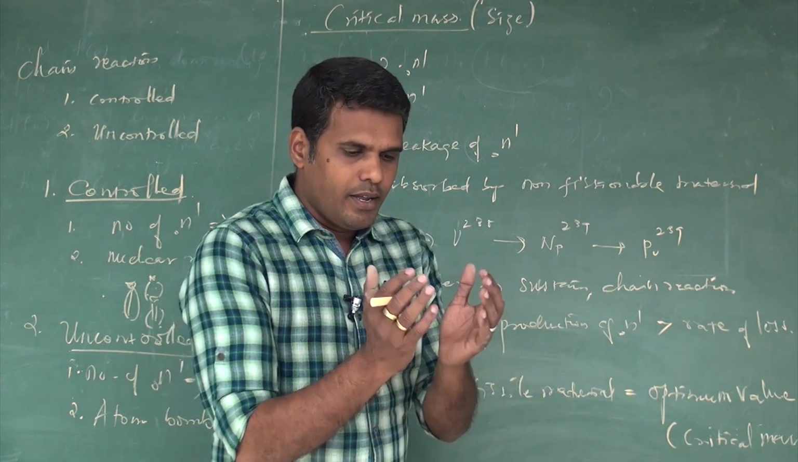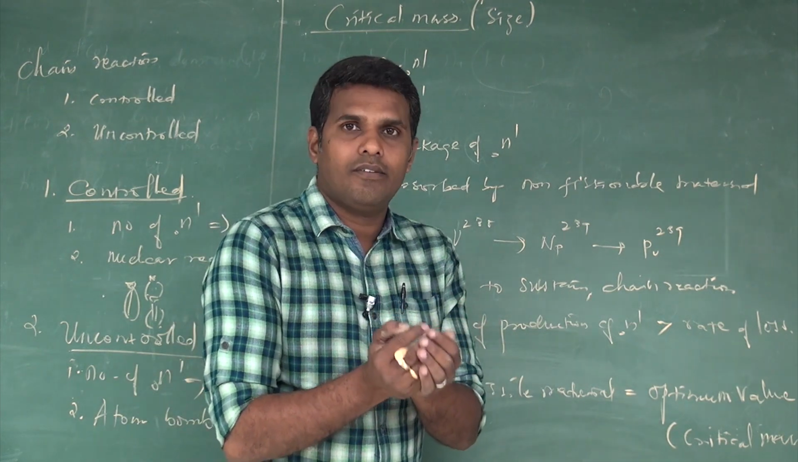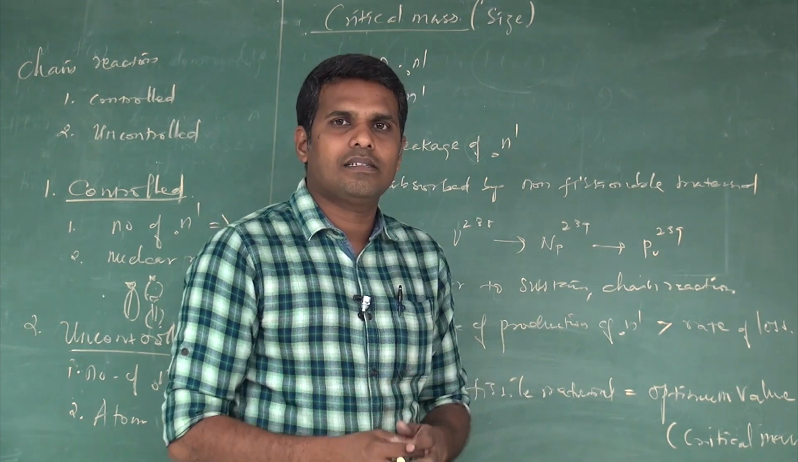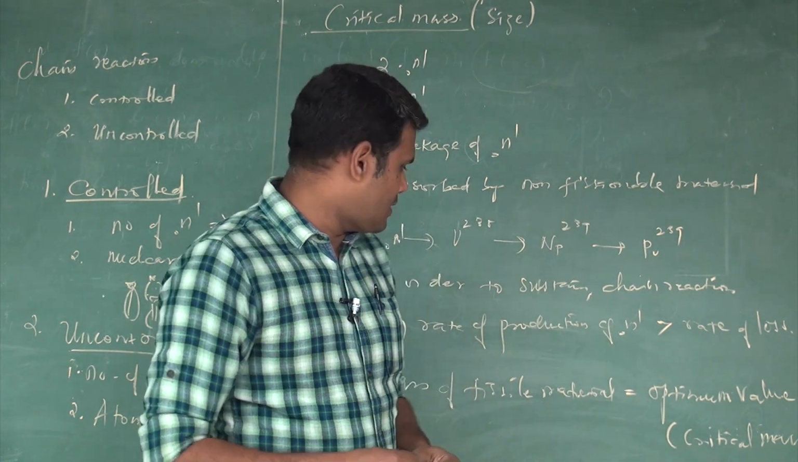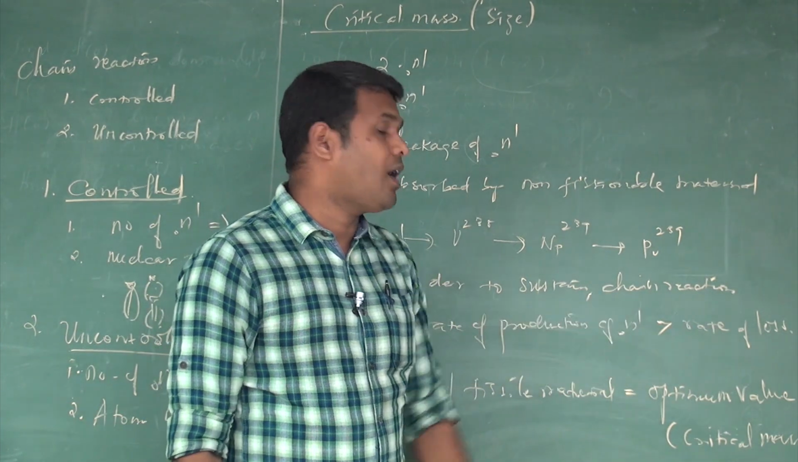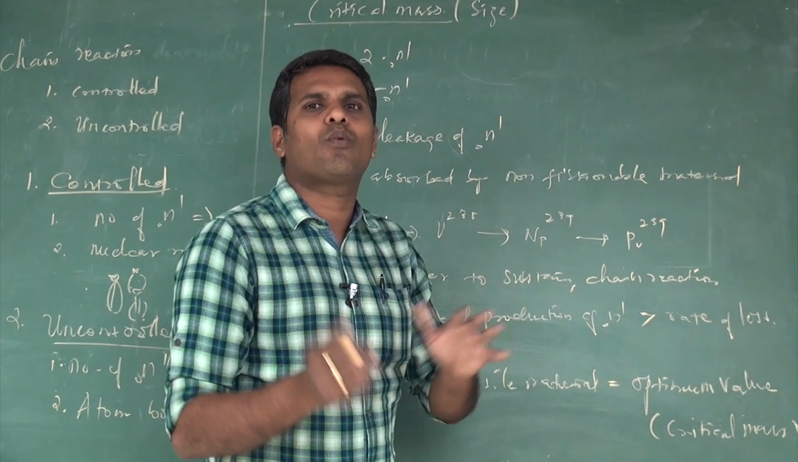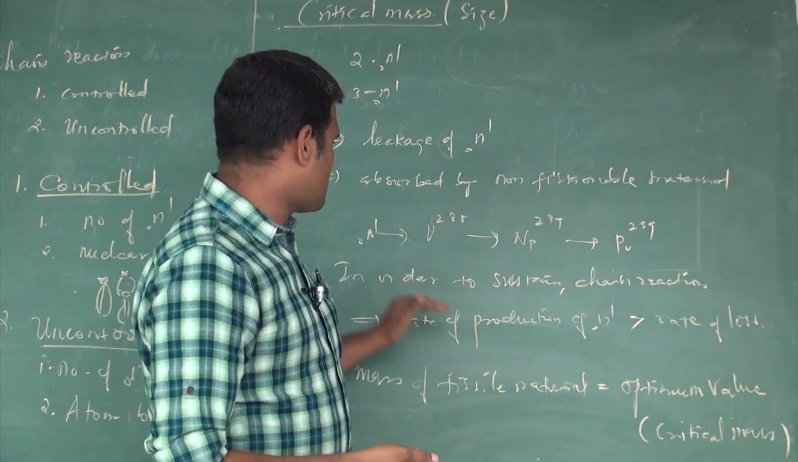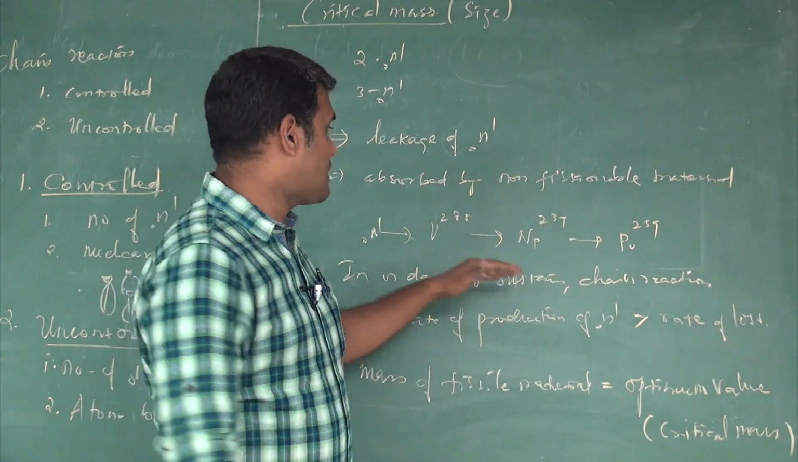In the same way, if you take some quantity of fissile material, we call it the critical size, and the corresponding mass is called critical mass. So the mass of the fissionable material must be equal to some optimum, required value. Then you can carry out the fission chain reaction further and further. You can sustain the chain reaction.